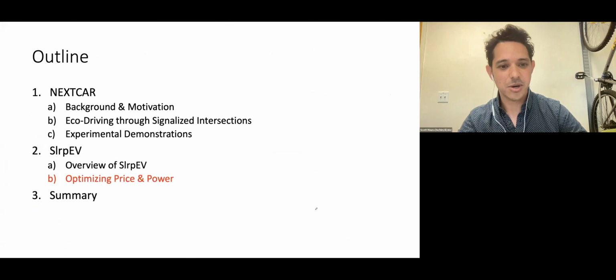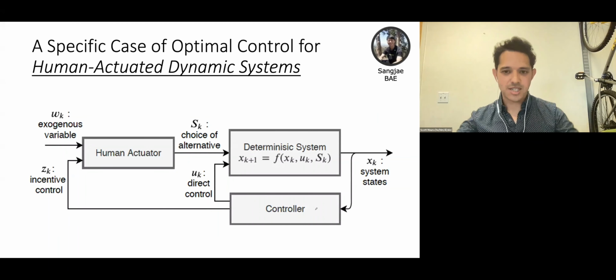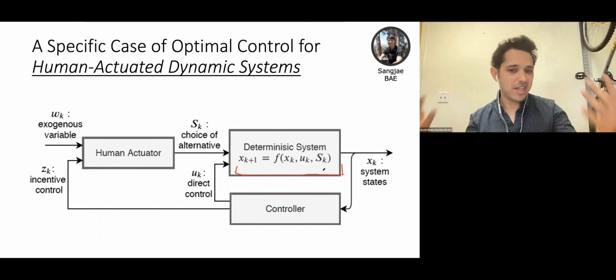All right, so I'm not going to talk about learning the behavior model, but you can ask me a question. I'm going to talk about optimizing price and power. And actually, I want to back up and highlight the work of Songjay Bae, who graduated recently, now works at Honda Research Institute, and say that this system that I'm going to describe to you next is a particular case of what we call a human-actuated dynamical system. And it means the following. We've got this deterministic system. This could be our energy infrastructure, energy and mobility infrastructure, if you will.